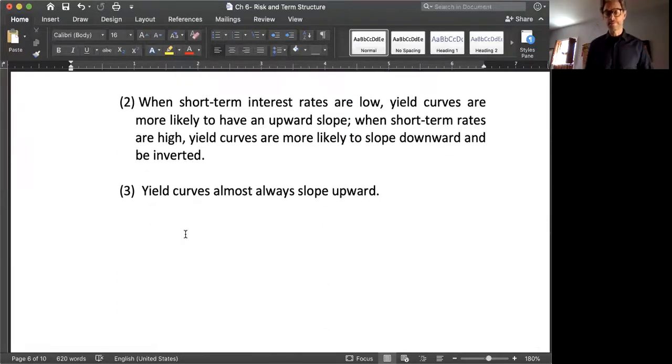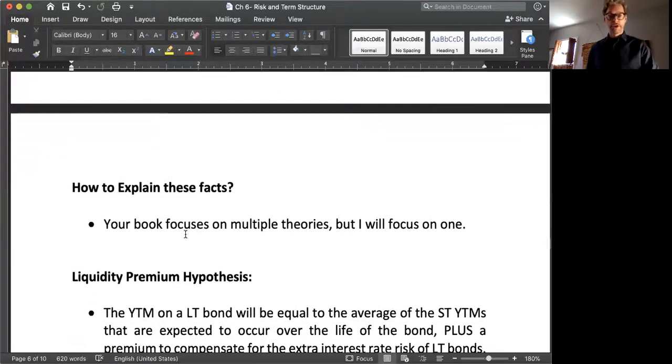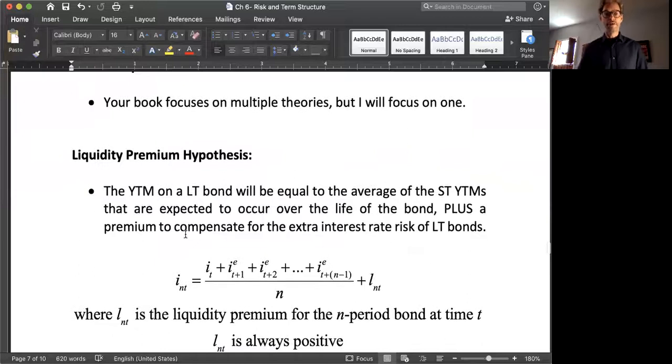How are we going to explain this? What's a theory that helps us think about the yield curve? Your book focuses on multiple theories, but I'm just going to focus on the theory that I think actually makes the most sense. And this is something called the liquidity premium hypothesis. This is seemingly kind of a complicated theory, but I hope after I talk through this, you'll see that it's not nearly as complicated as it looks initially.